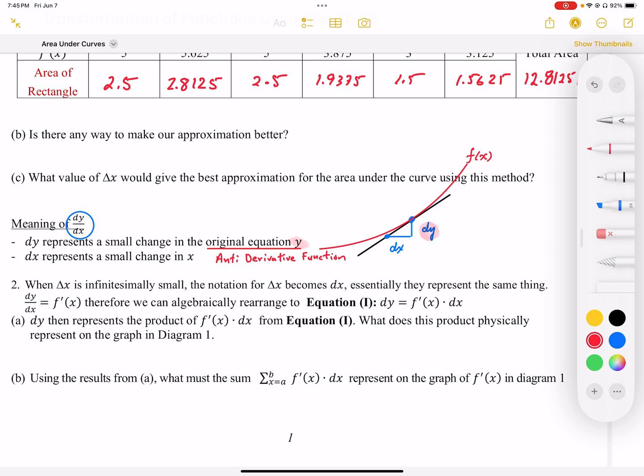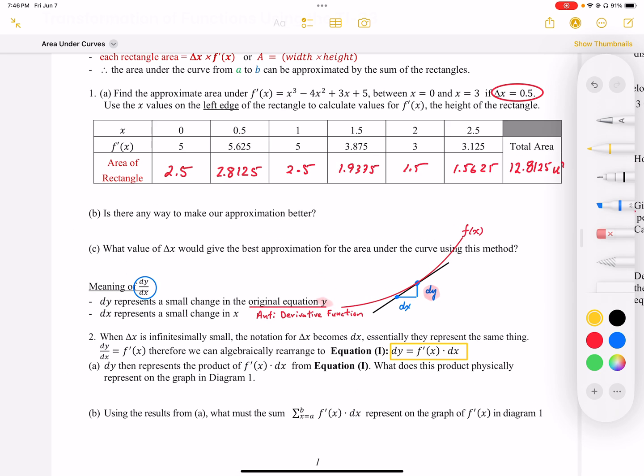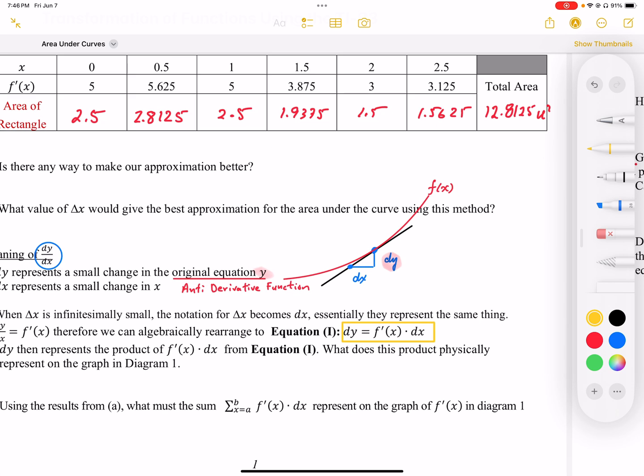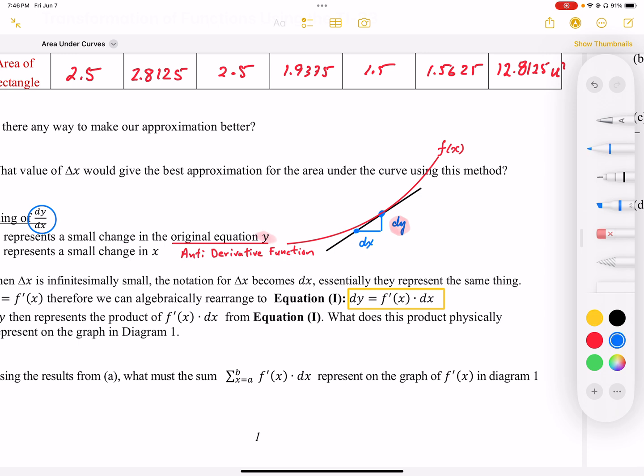So we have dy by dx is our instantaneous slope, or f prime, and we can algebraically rearrange that expression. I can multiply both sides by dx, and when I do that, I'm going to end up with dy is equal to f prime dx. So the small change in the antiderivative function is equal to f prime times dx. Now, if you recall, when we talked about area, we're talking about the height of the f prime graph times the delta x. Well, that means that this is our height, this is the width.